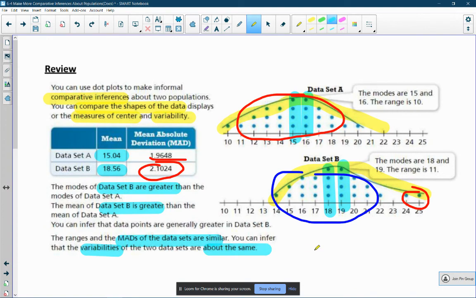So going back, mean, median, and mode. Mean is average, mode is most occurring, median is the middle. Mean absolute deviation: how far is something away from the mean, how spread out the data is. The more spread out, the greater the MAD. The tighter it is packed in, the lower the MAD. So still, we're just comparing two sets of data, looking at the numbers, looking at the dots.